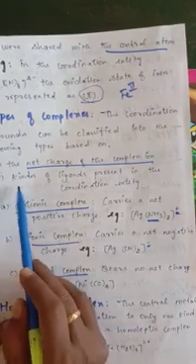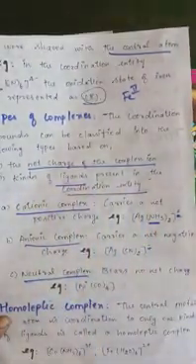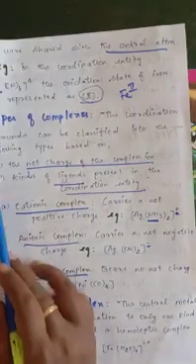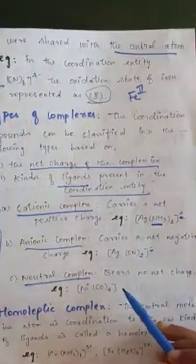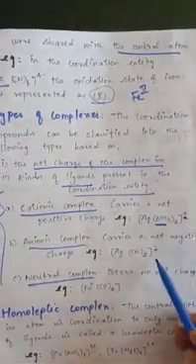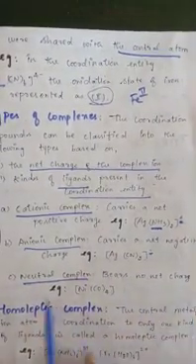And the second one is the kinds of ligands present in the coordination entity. How are they classified? First thing depends upon the net charge. What is the charge present in the complex? Plus, minus, as well as no charge. Plus means cationic complex, minus means anionic complex, and no charge means neutral complex.